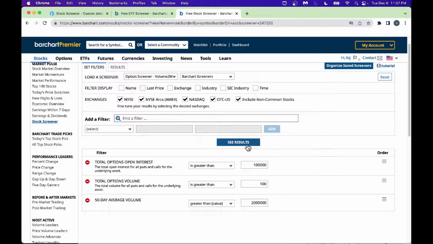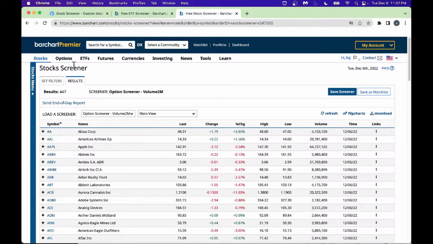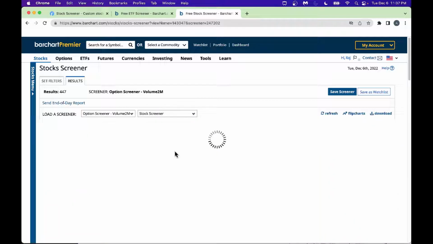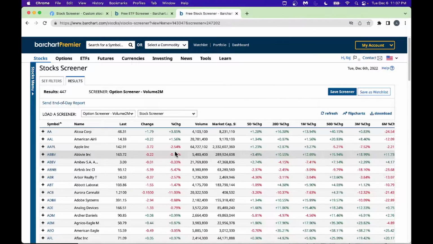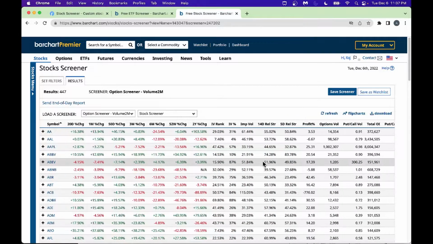So with that, let's jump here, go to search results. All right, I'll remove this here, and from a view perspective, I've got a stock screener view here. I go here and look, we've got our stocks. So what I would do here is sort this by total open interest in descending order.